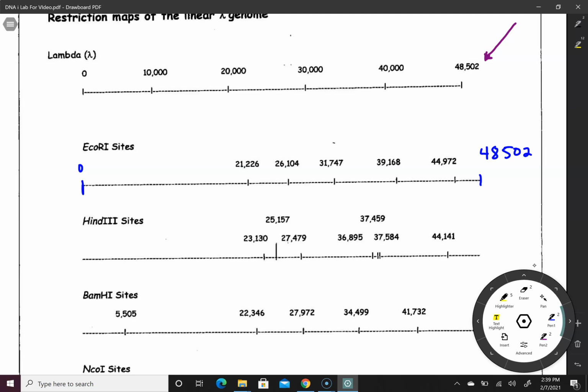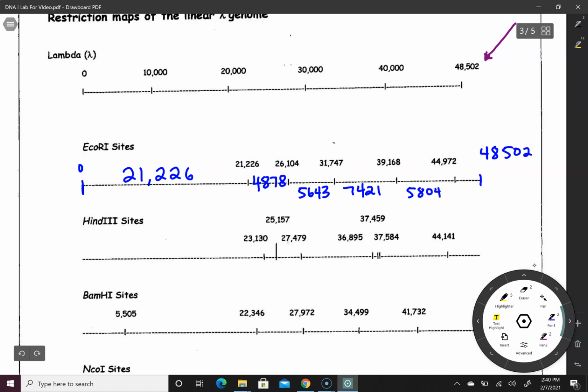You're going to determine the size of each piece. So this piece is going to be 21,226, because that's easy. 21,226 minus 0 is 21,226, obviously. Then you use your calculator to determine how big each piece is. So this piece is going to be 4878 base pairs, 5643 base pairs, 7421 base pairs. And I would suggest doing it this way. It will make your life a lot easier.